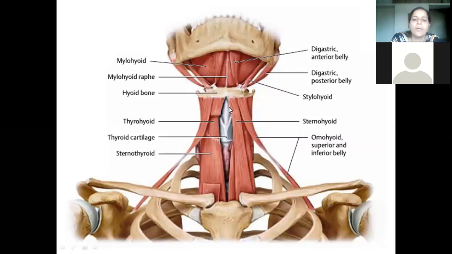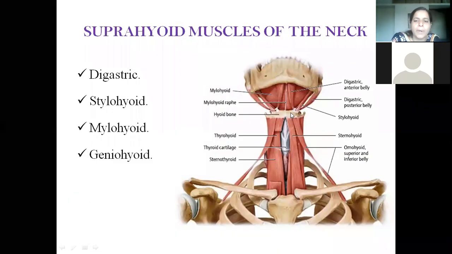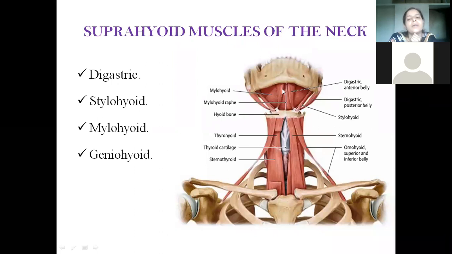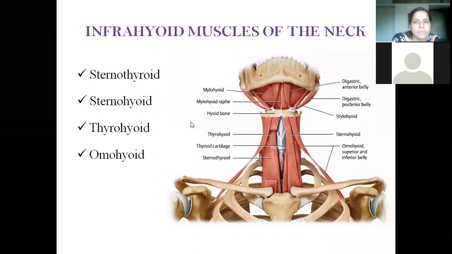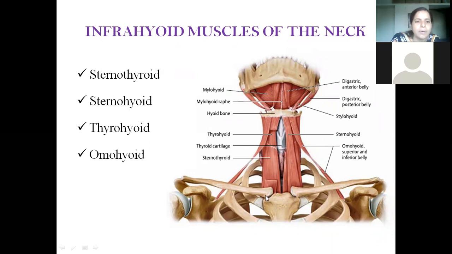So, mylohyoid muscle. Now, suprahyoid, above the hyoid, these are the muscles we see. Digastric, posterior belly of digastric and stylohyoid are side by side. Mylohyoid is seen as the floor muscle. Geniohyoid is not seen here, but deeper inside, in different pictures, I will show you geniohyoid as well. Below the hyoid, the infrahyoid group of muscles are the sternothyroid, then sternohyoid, thyrohyoid, and this is the omohyoid.